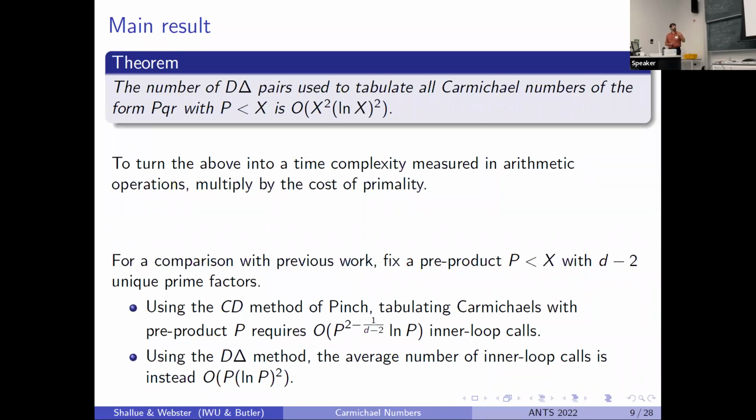I'm going to talk more about Richard's succession of constructions. Where he ended up was that this CD method was only really effective in practice for Carmichael numbers with 3 prime factors, and then as soon as getting to Carmichael numbers with 4 prime factors, using different methods in order to overcome this disadvantage.